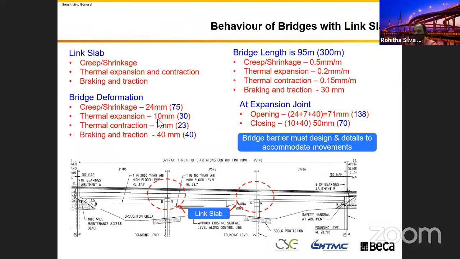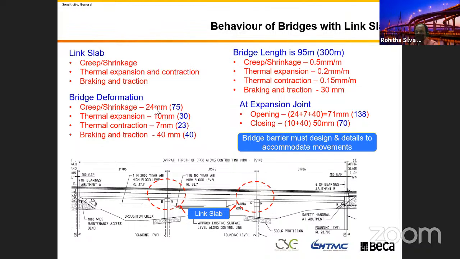Thermal expansion 10. Then thermal contraction 7, braking and traction 40. That's common for the bridge. Then you can see in the bracket, I have a bridge length of 300 meters. The same numbers I calculate.